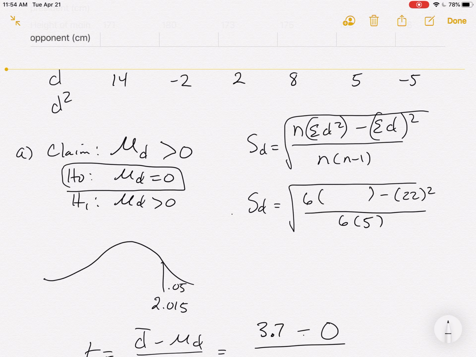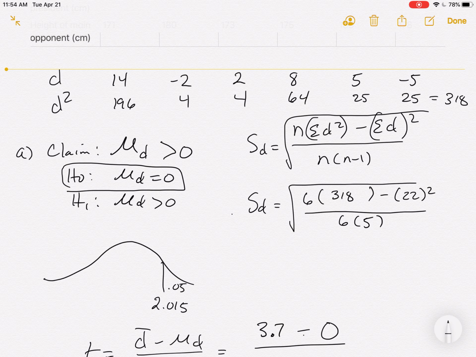So what are we going to do? We're just going to square all of our d's. We're going to square 14 and come up with 196. Square negative 2 and come up with positive 4. Square 2 and 4. 8, 64. 5, 25. Negative 5, also 25. And we're going to add that up. I'll start with 196 plus 4 plus 4 plus 64 plus 25 plus 25. And we're going to get 318 if I've done that right.